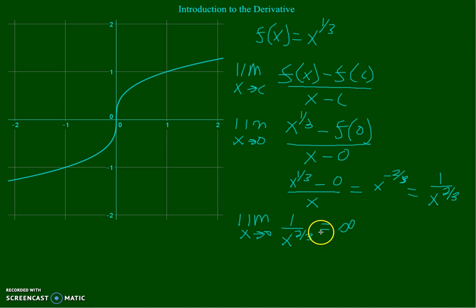So you can see that the derivative of this function at x equals 0 is undefined. And so this function is non-differentiable at x equals 0. And the reason is because the slope of our tangent line, which is what this gives us, at x equals 0 is infinity, which is undefined. So we have an undefined slope, which is a vertical tangent line. So where we have vertical tangent lines, we're non-differentiable.